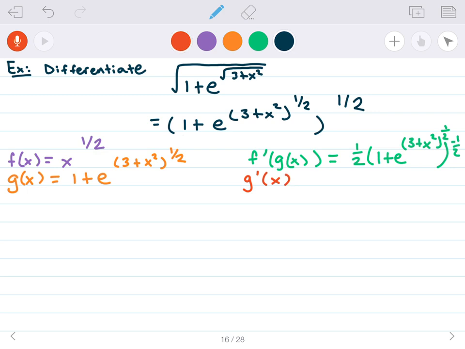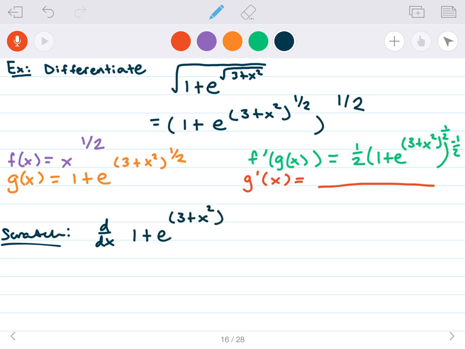All right, well, let's see. I'm going to have to do some scratch work because I'm going to have to use a chain rule again, because I can't take the derivative of e to the 3 plus x squared to the 1/2, right? So here's my scratch work. I want to take the derivative of 1 plus e to the 3 plus x squared to the 1/2.